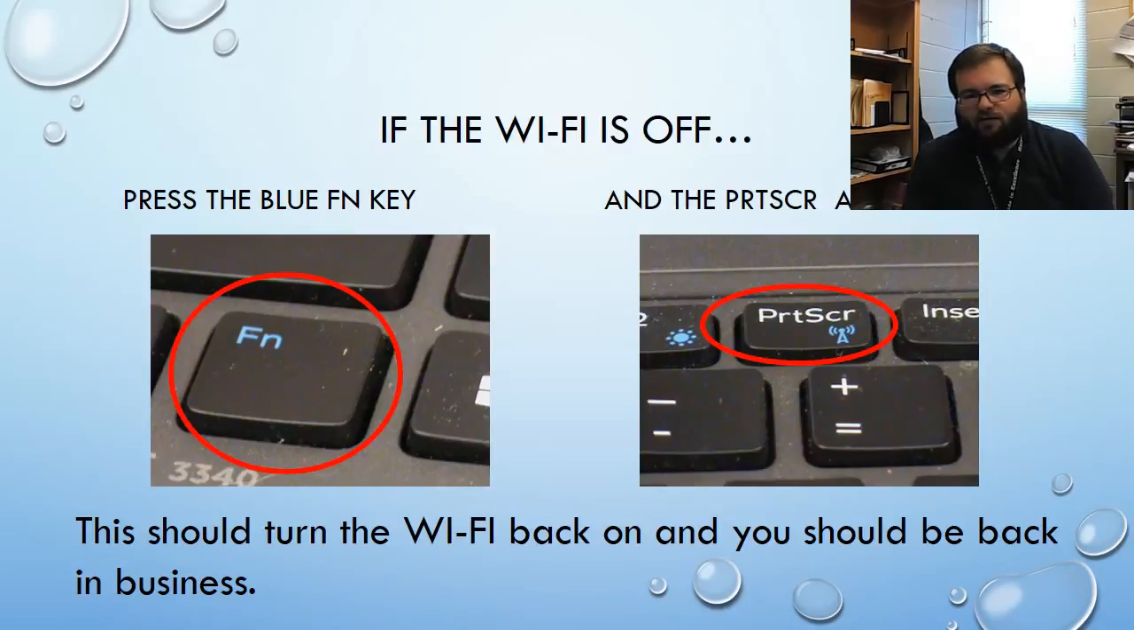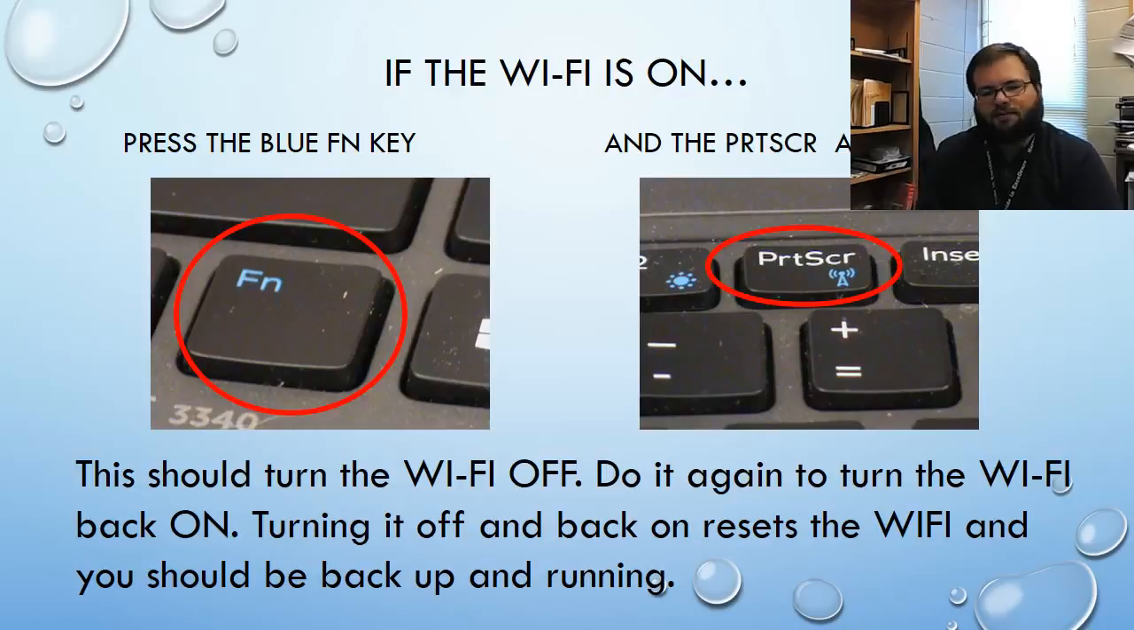Now, if your Wi-Fi was on, we're going to do the same thing, except we're going to do it twice. We're going to press the function key and the print screen button at the same time to turn the Wi-Fi off. Then we're going to press it again to turn it back on. And that's going to reset the network.